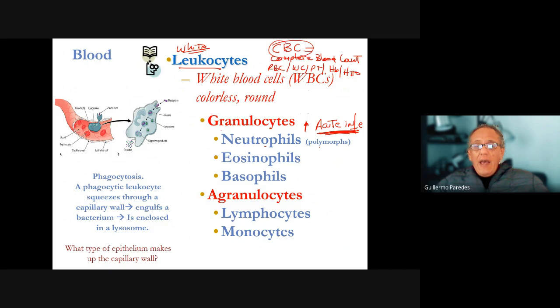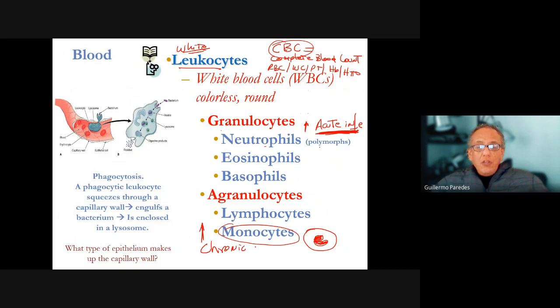Then we have, I'm going to start with the monocytes. The monocytes look like this, like a mouthfish nucleus. This is the nucleus of the monocyte. This is called an agranulocyte, because they do not have enzymes. These monocytes are going to be elevated when you have a chronic infection. How useful is the CBC, right?